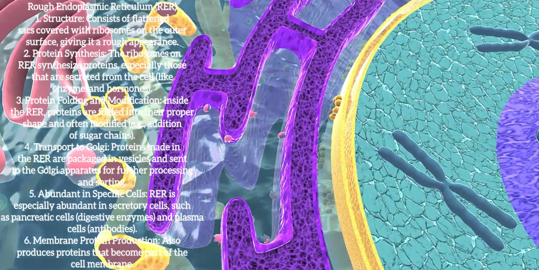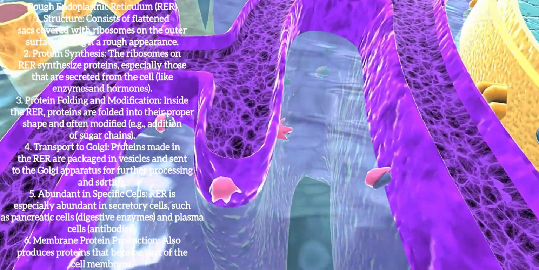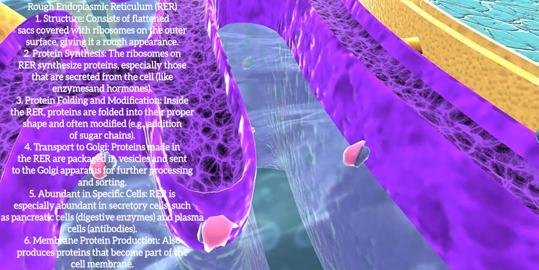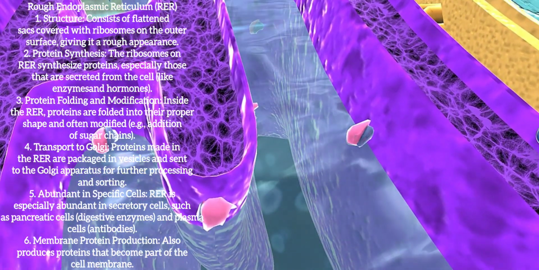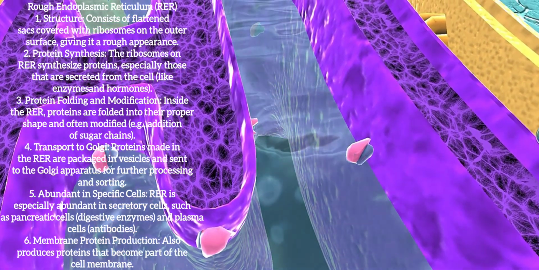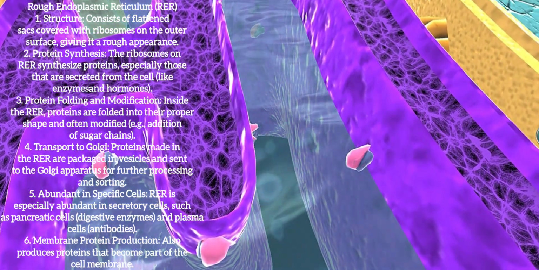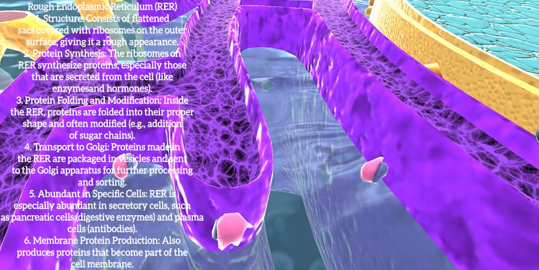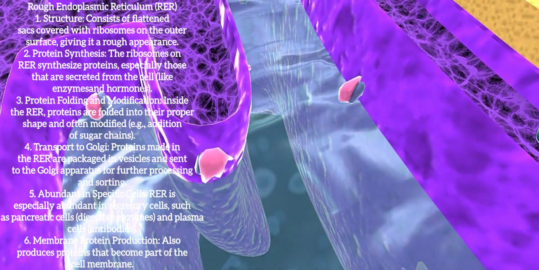Rough endoplasmic reticulum, RER. 1. Structure. Consists of flattened sacs covered with ribosomes on the outer surface, giving it a rough appearance. 2. Protein synthesis. The ribosomes on RER synthesize proteins, especially those that are secreted from the cell like enzymes and hormones. 3. Protein folding and modification.